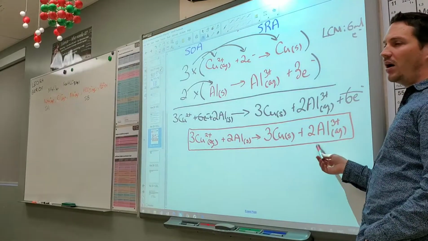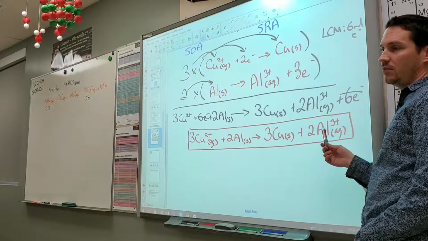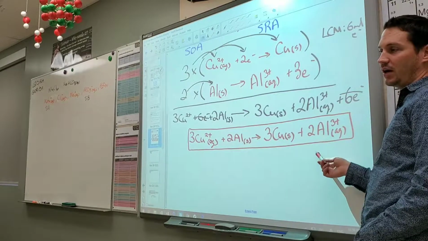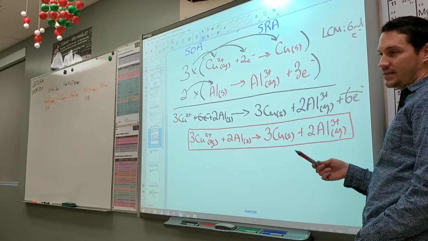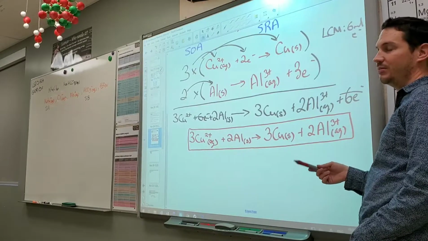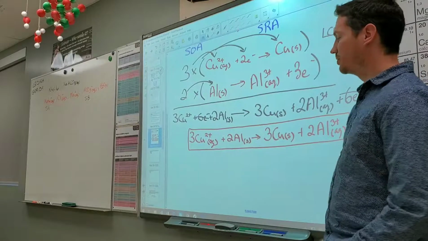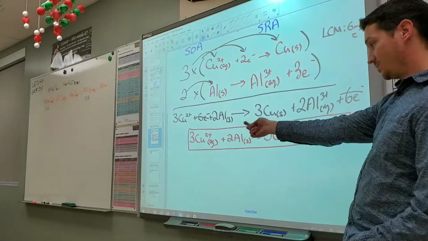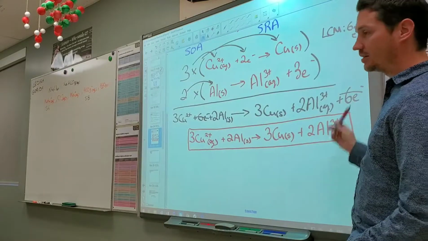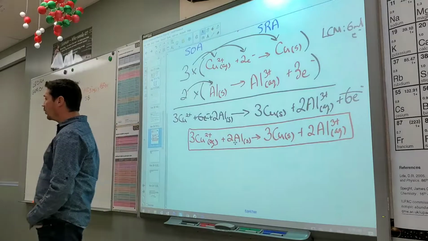Does this bottom equation follow both of our laws? Yes, it does. Perfect. 3 coppers, 2 aluminums, 2 aluminums. What's the total charge on the left? 6 positive. What's the total charge on the right? 6 positive. Good. Are we okay with that?